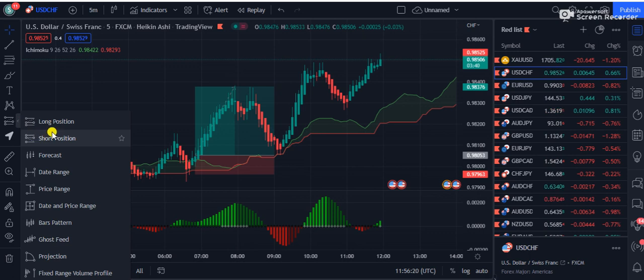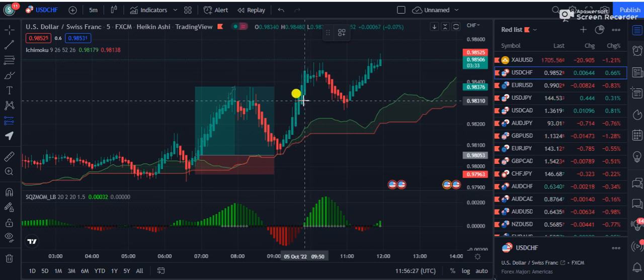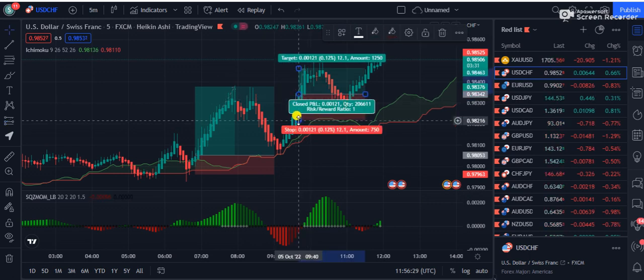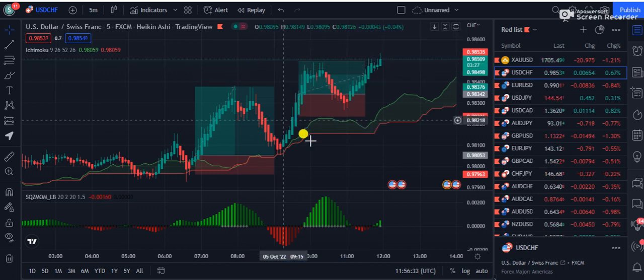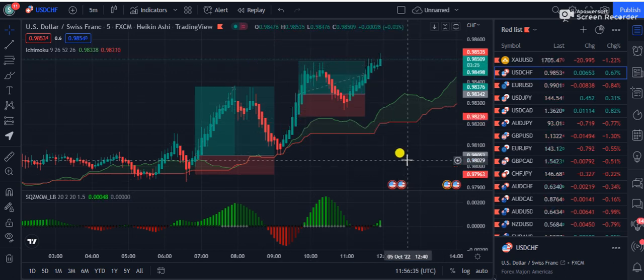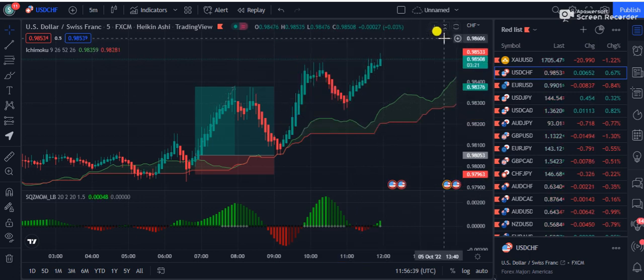Then again the cloud became green from this candle, and you can use it again. You can see a 1.47 ratio, and it's still working. This is how you can benefit from the cloud.